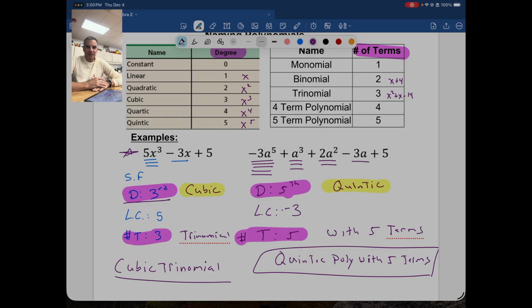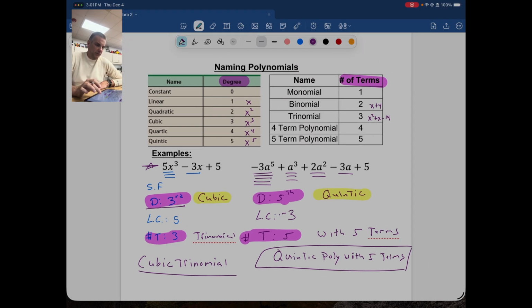And try to get those names down: the linear, the quadratic, the cubic. Quartic is 4. I use the quarter one: quartic sounds like a quarter, and there are 4 quarters in $1. I don't remember the others. Maybe that'll help, maybe not. Whatever works best for you, but get those names down.